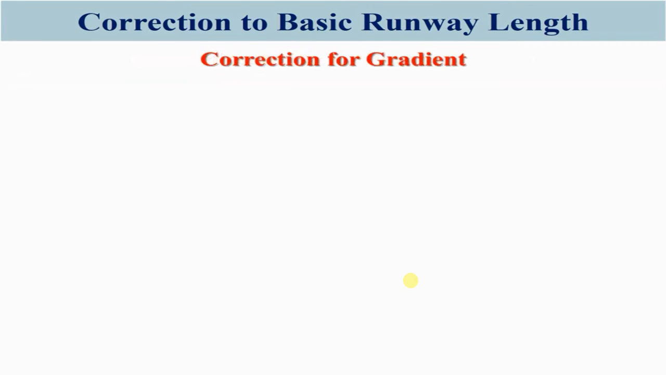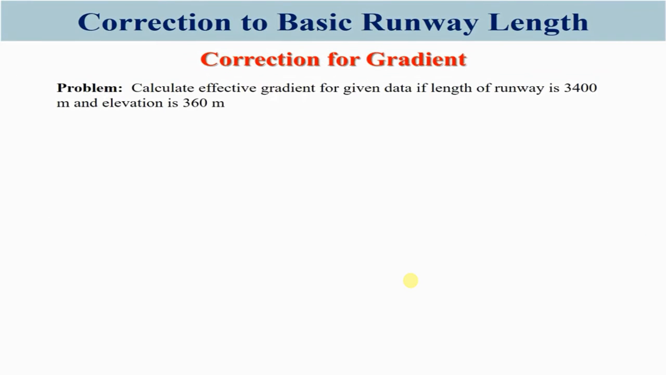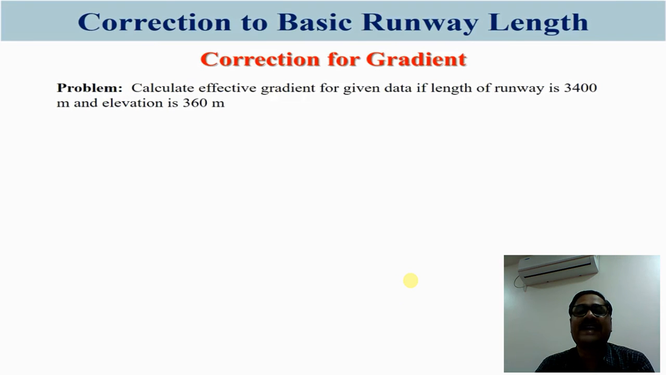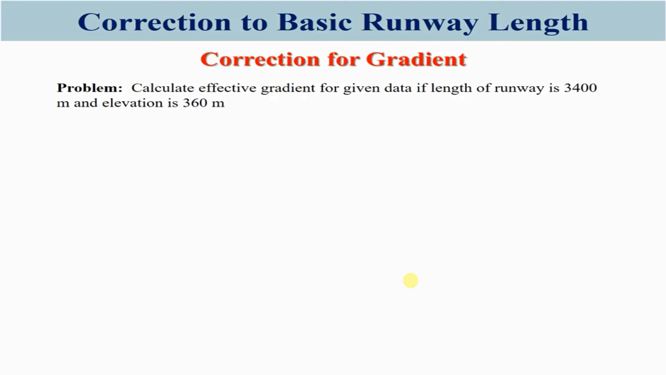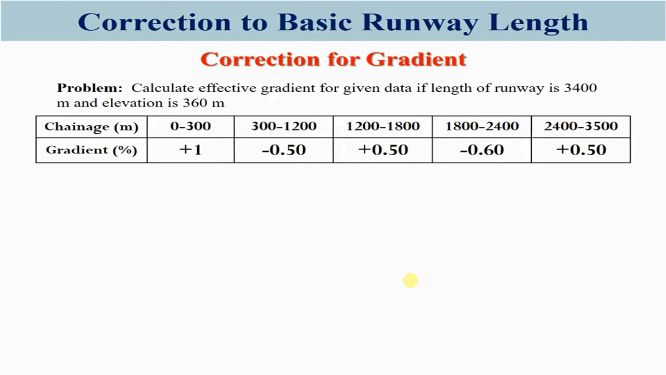Now come to the problem, which is a typical problem. They are saying, calculate effective gradient for given data if length of runway is 3400 meter and elevation is 360 meter. So your airport site is located at an elevation of 360 meter. What he is asking, just calculate effective gradient only. You don't have to do anything extra. You just need to calculate effective gradient. And what is the given data? The data is given in this form.